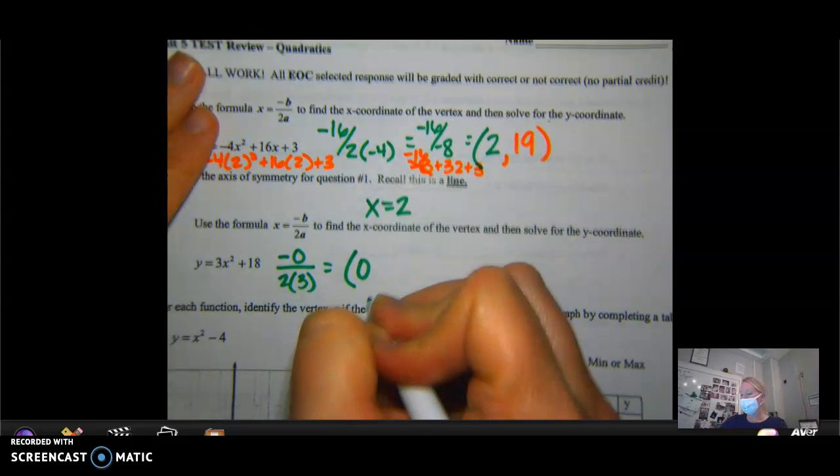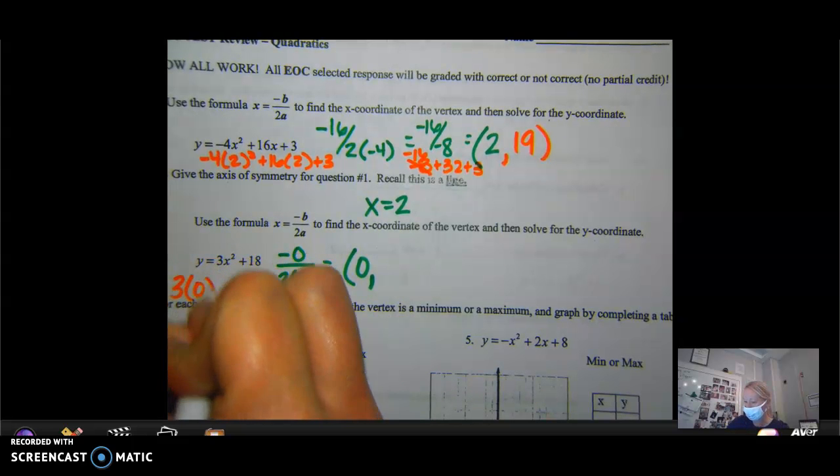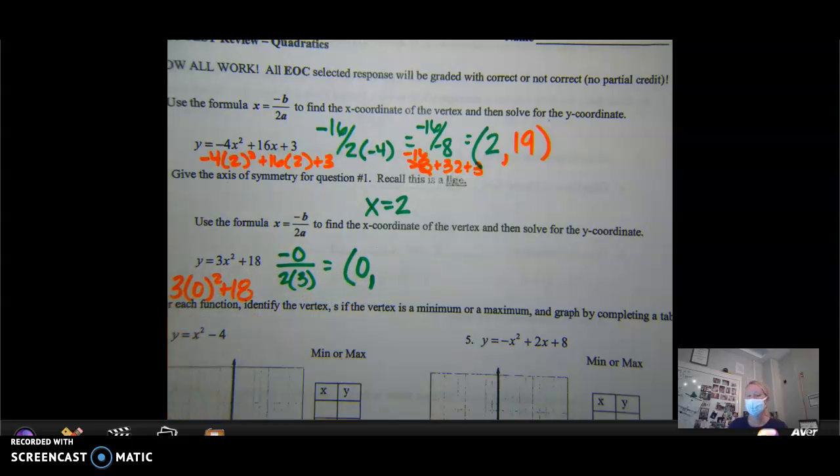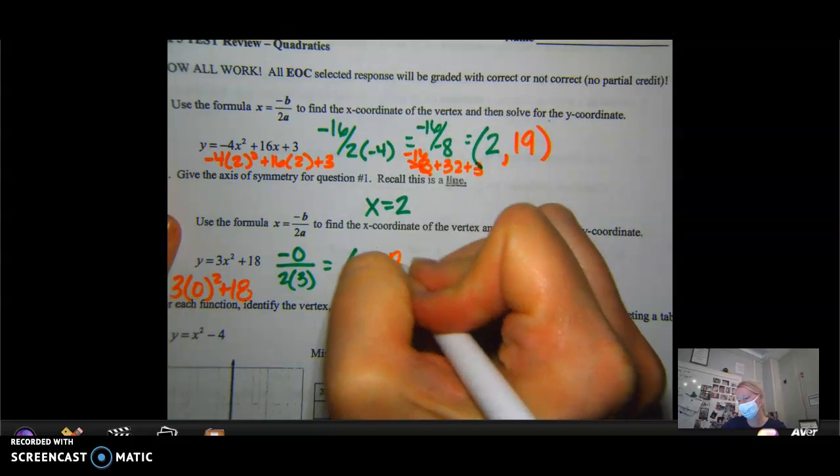Okay? What would my y-coordinate be? So I need to plug 0 in for x. So I do 3 times 0 squared plus 18. How much is that? It is just 18. Good.